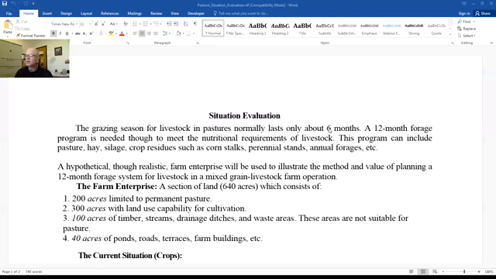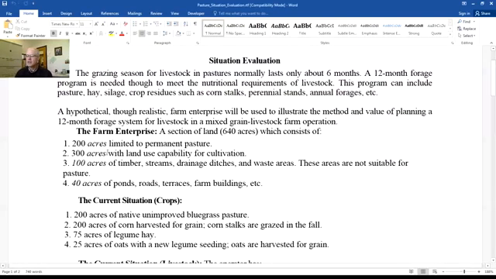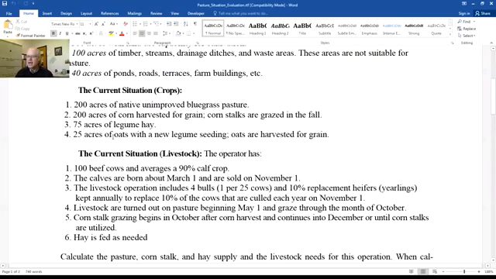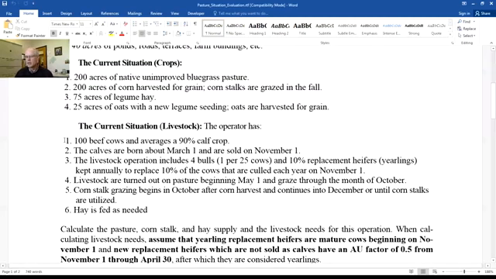If I share this worksheet now, this worksheet here is what you're being given as a situation. You're working with 200 acres of pasture, 3-acre land at cultivation, and then a bunch of wasteland that you just can't do anything with. That pasture is unimproved bluegrass, like I gave you in the example. You got 200 acres harvested for grain. Corn stalks grazed in the fall, 75 acres of hay, and then 25 acres of legume new seeding, which I didn't include in my example, but obviously you're going to have new seeding.